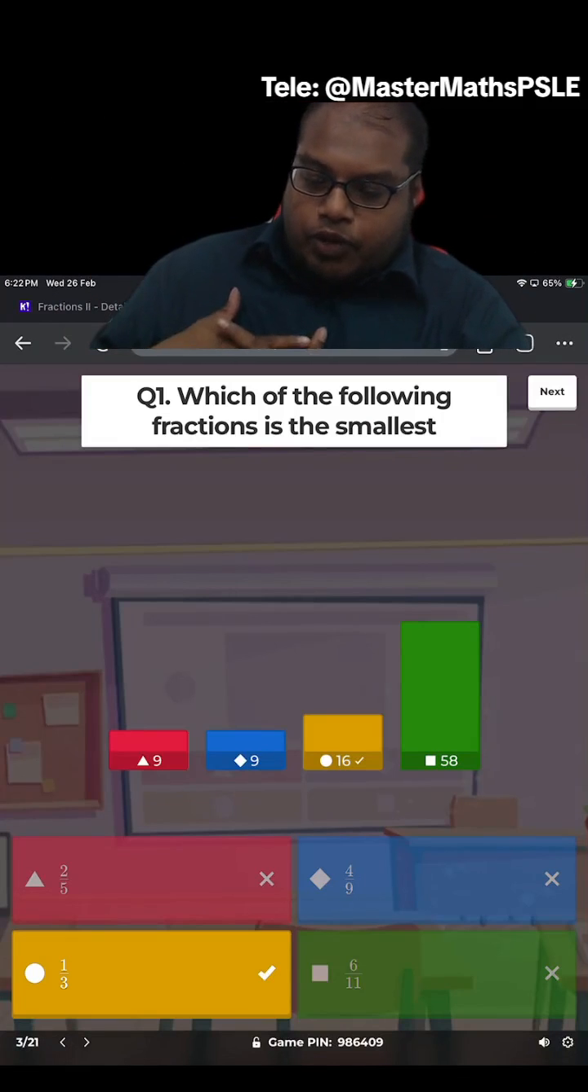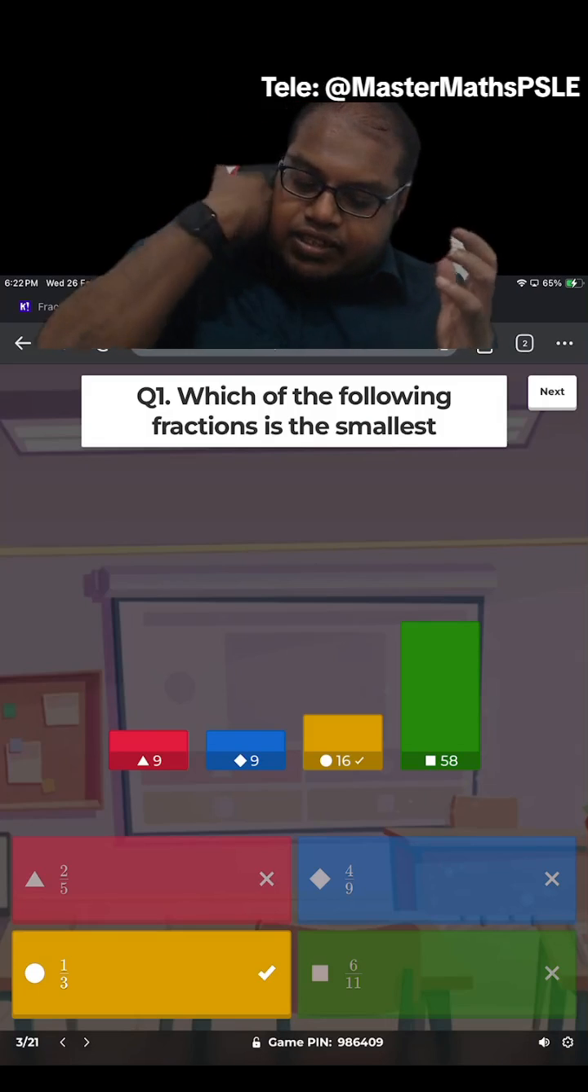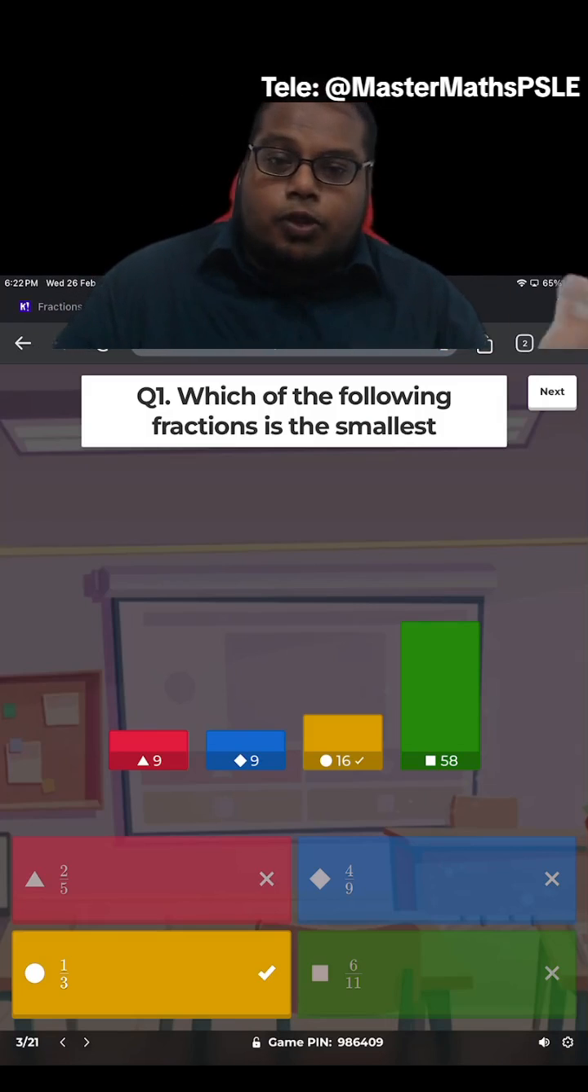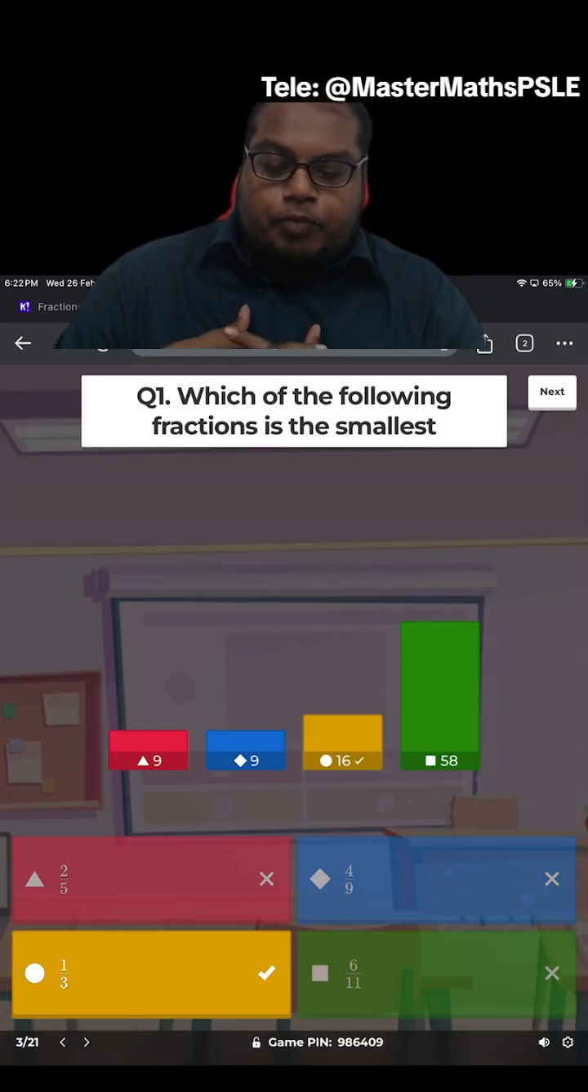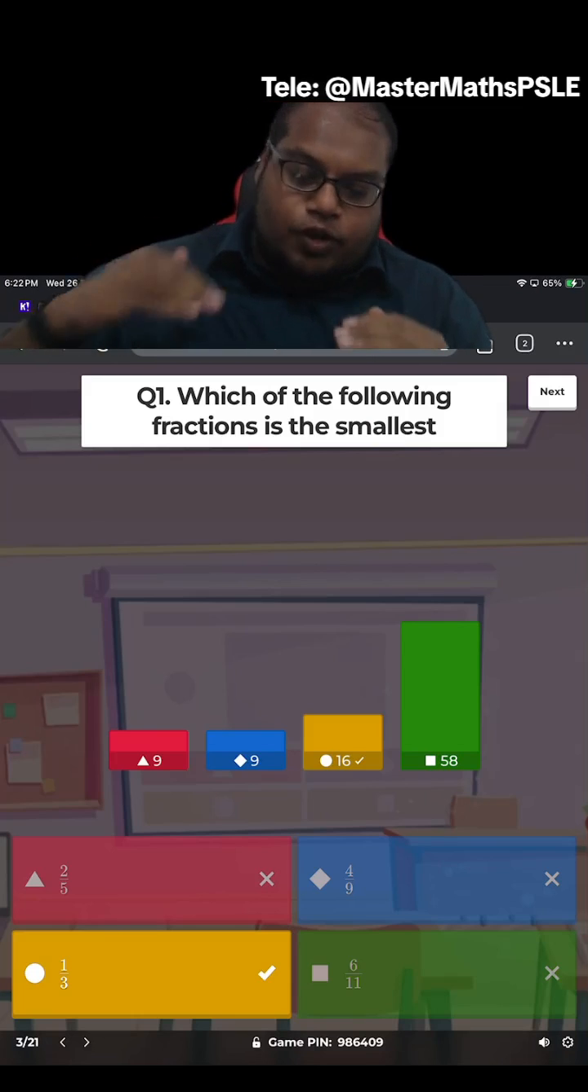Very good. 16 of you got it correct. Why is it 6 over 11 must be the smallest? So how do we compare the fractions? But for now, let's see how these 16 of you rank.